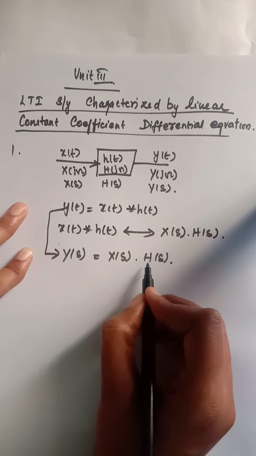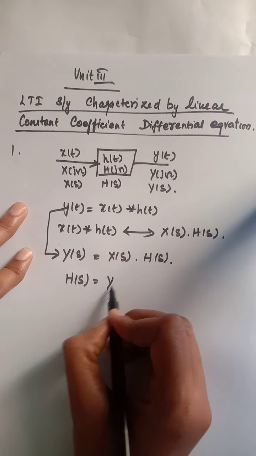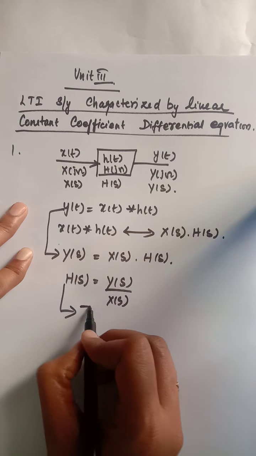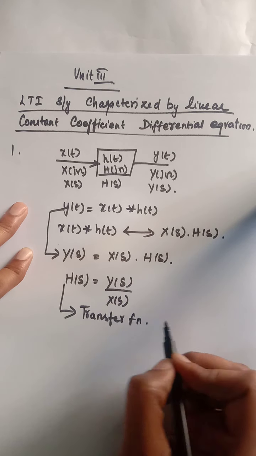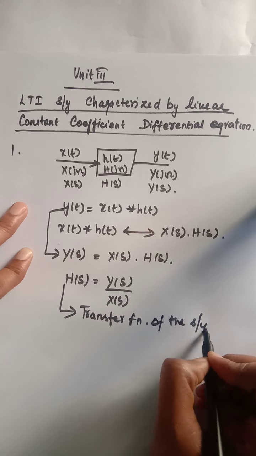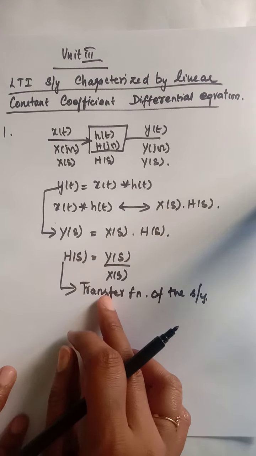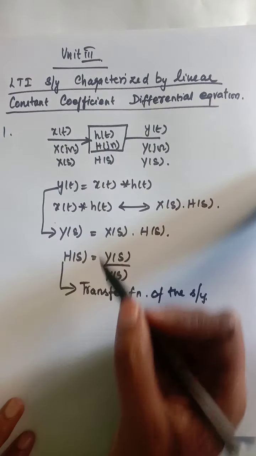If we want to find H of s, it is nothing but Y of s by X of s. This is known as the transfer function of the system. So the transfer function is the ratio of the output to the input.